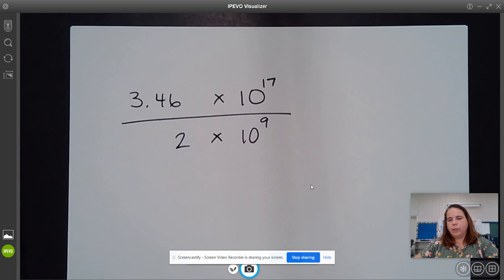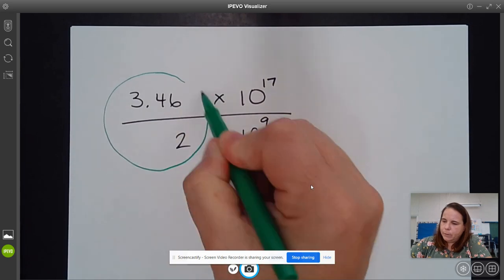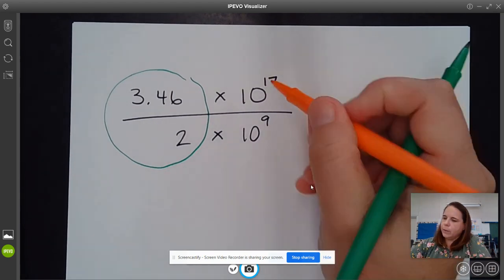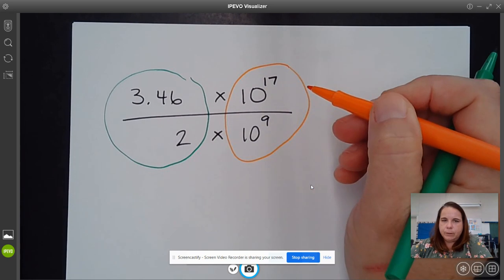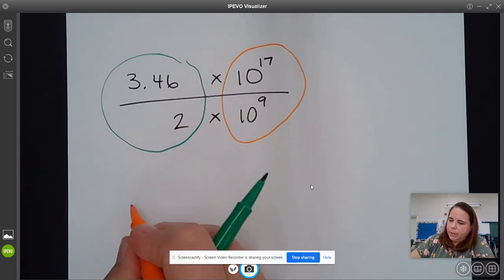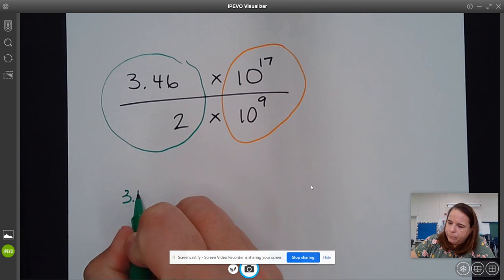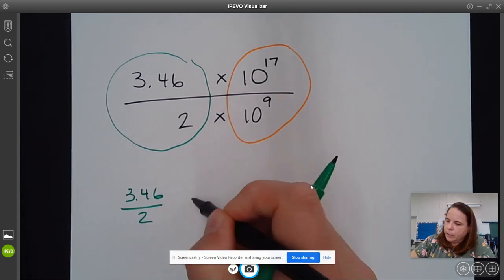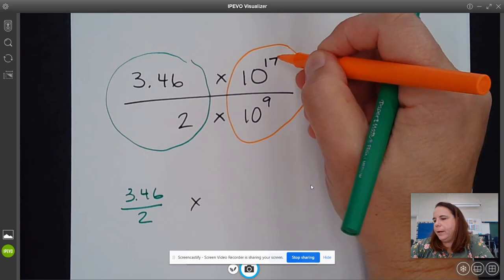Okay, so what did we do before? We broke this apart into 2 pieces, right? So we're going to take this piece here, and then I'm going to use orange. I think my orange rolled off the table, oh no, here it is. And we're going to take this piece over here. So we're going to take 3.46, and we're going to divide that by 2, and then I'm just going to write it right now.